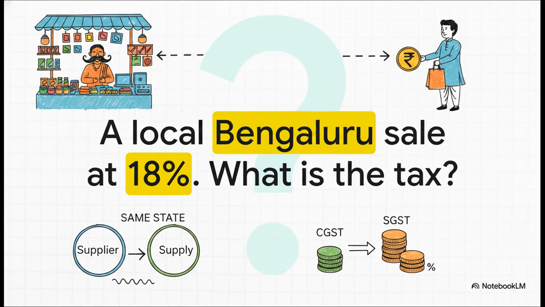A vendor in Bengaluru sells goods to a buyer who is also located right there in Bengaluru. The taxable value is 50,000 rupees, and the GST rate is 18%. Since the supplier and the buyer are in the exact same state, how does that 18% tax get collected?